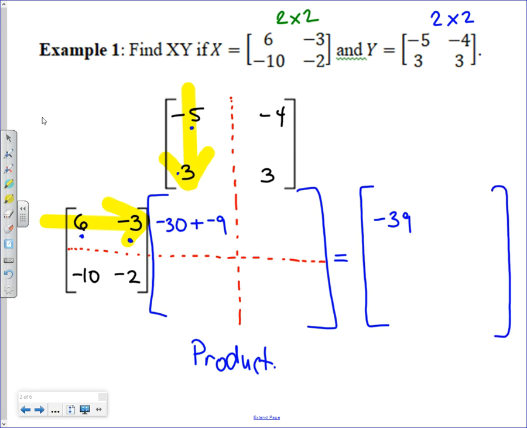Okay? And I'm going to keep doing this pattern here. So now I'm going to find this element. Well, this element is located in this row here, but it's in this column. So I'm just going to slide my arrow over here.